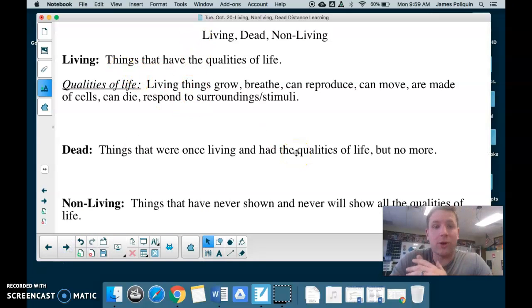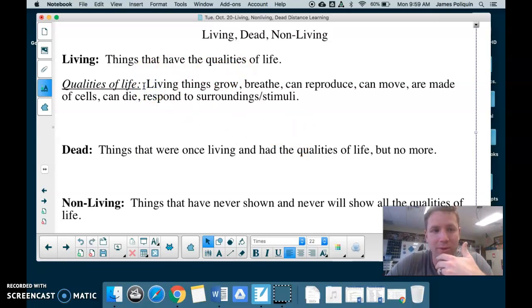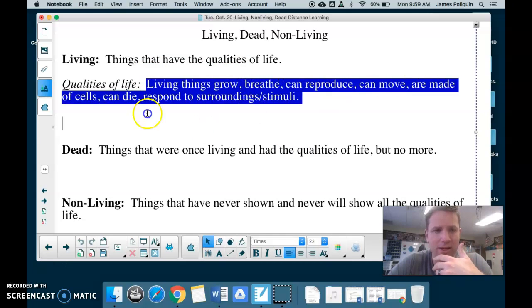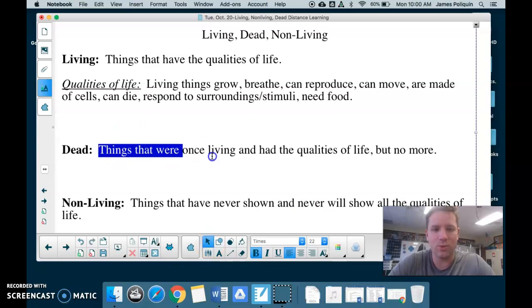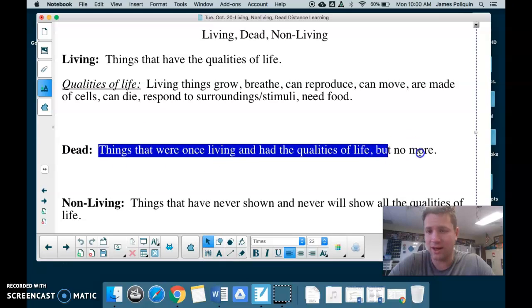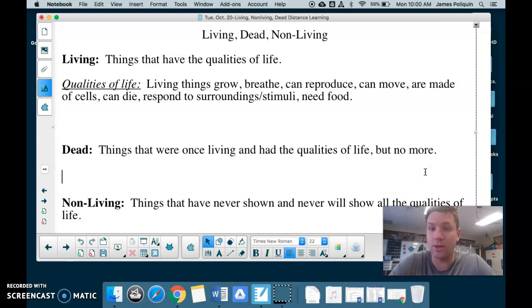So, just as a refresher for us, living things. Living things have the qualities of life. In order to be considered living, you grow, breathe, reproduce, you move, you're made of cells, can die, and you can respond to surroundings and stimuli. And we also said that you need food of sorts. Dead things were once living and had the qualities of life, but no more. It's like the fossil that we saw in the example. The fossil of that amphibian or lizard or reptile used to be alive, but isn't anymore.